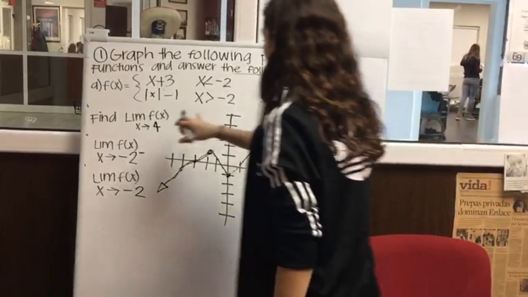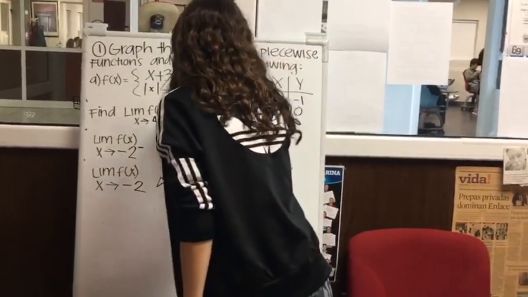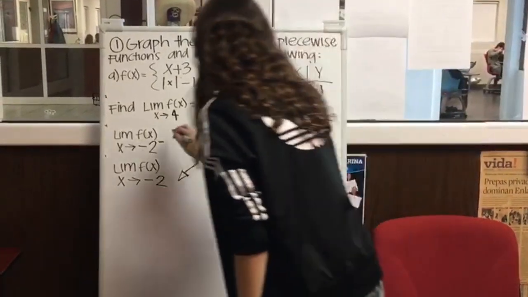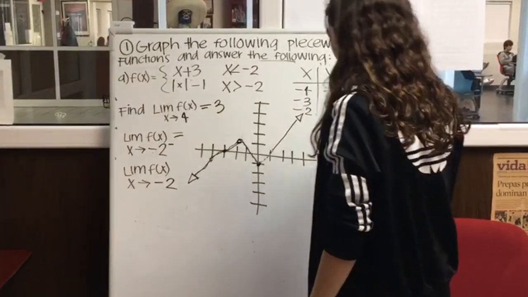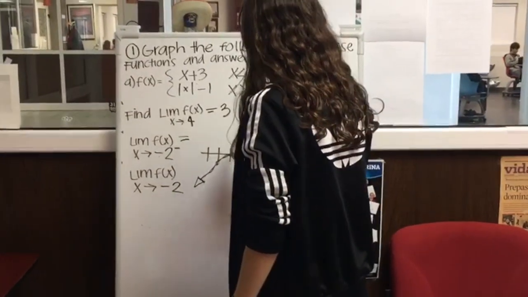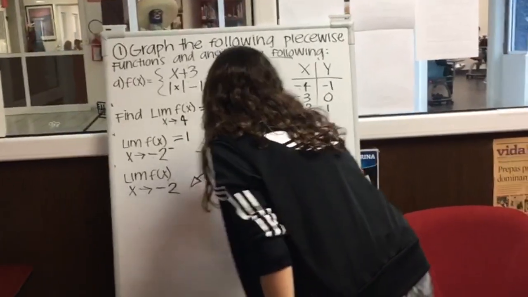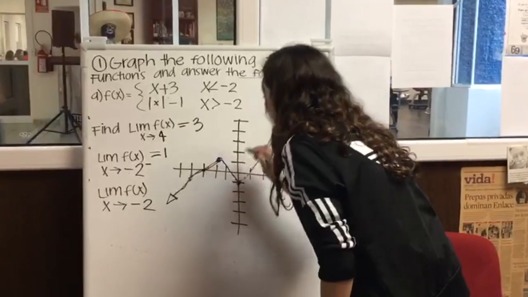Then in here, the limit of f of x when x equals 4 is equal to 3. Then the limit of f of x when x equals -2, approaching from the negative side, the limit equals 1, because approaching from the negative side, it's in here, equals 1.